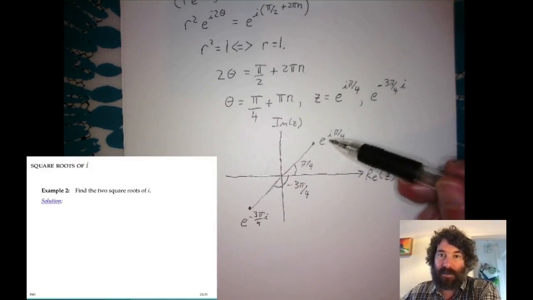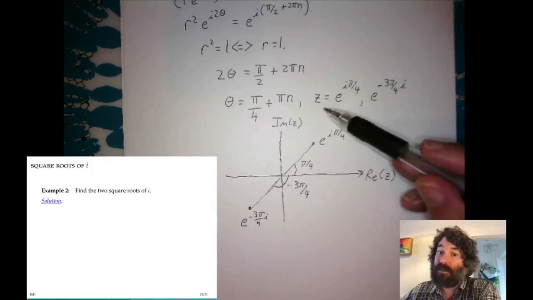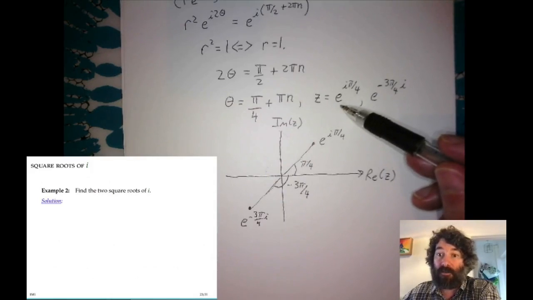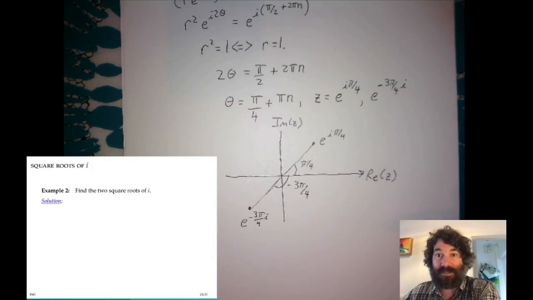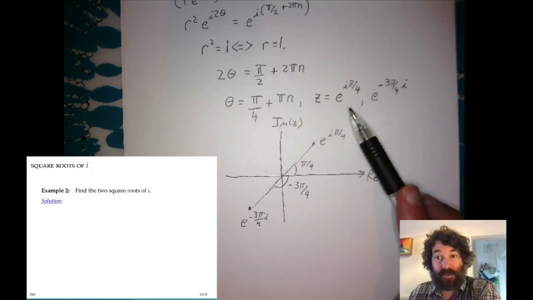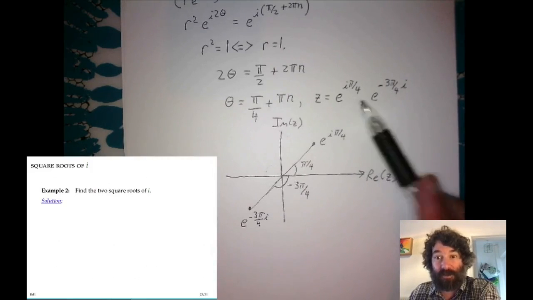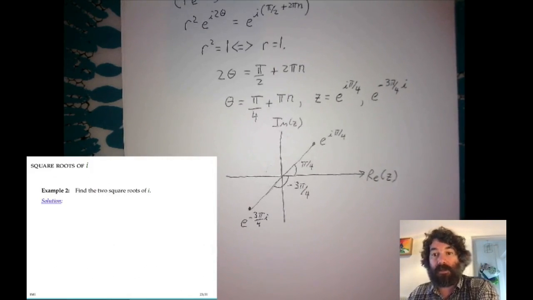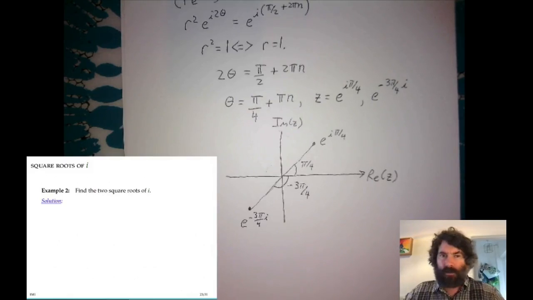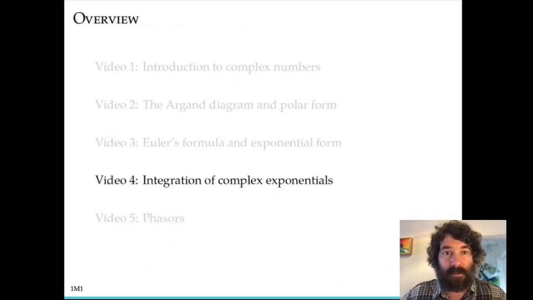Another thing to notice is that these two numbers are actually negatives of each other, so you could also write this as z equal e^(iπ/4) or negative e^(iπ/4) if you wanted. But the way I've written it, they are in their exponential form, right? So a positive real number times e^(iθ), where θ is between negative π and π. All right, so there's some examples using the exponential form for complex numbers.